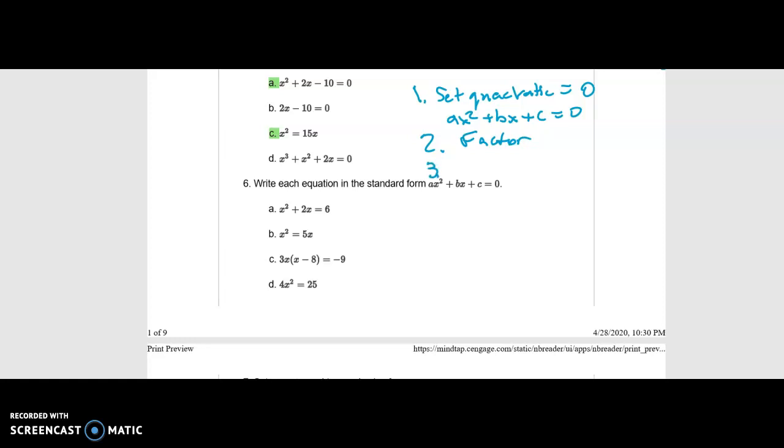And then 3 is to use the zero product property, and you set each of the factors, each of the things being multiplied, equal to 0 and solve. So this is when you're going to practice your chapter 2 solving skills. So set it equal to 0, set it equal to 0. Even if there's 3 factors, set all those equal to 0 and solve.